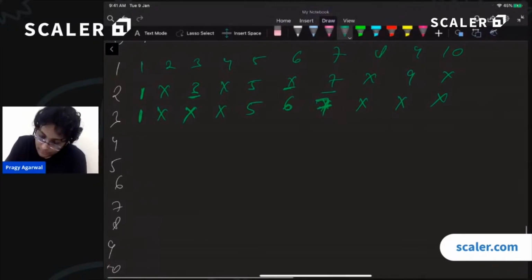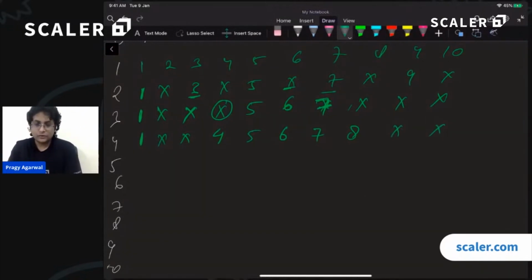So in the fourth step, we will keep 1. We will not touch this. We will not touch this. This was closed, so we will open it. We will not touch this. This was closed, so we will open it. We will not touch this, and so on and so forth.